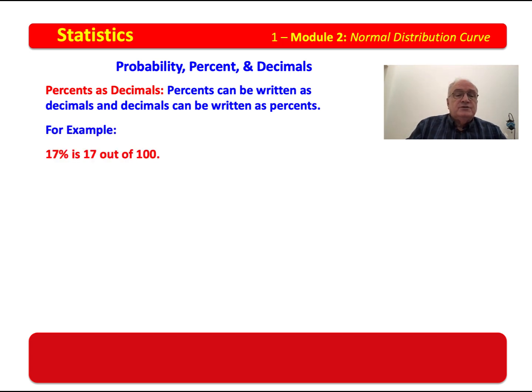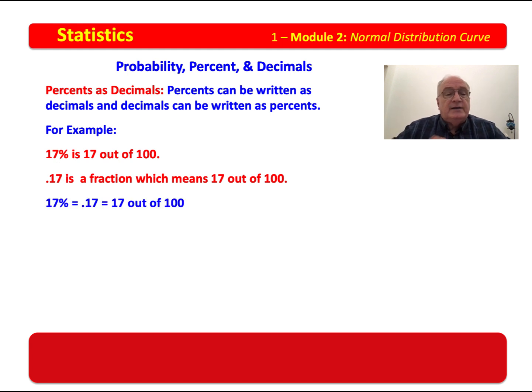For example, 17% is 17 out of 100. 0.17 is a fraction, which means 17 out of 100. 17%, 17 out of 100. 0.17 means 17 out of 100. They mean the same thing. Notice that if we divide the percent by 100, we get the decimal. And if we multiply the decimal times 100, we get the percent. So there's a direct relationship. 17% equals 0.17. Both of them equal 17 out of 100.